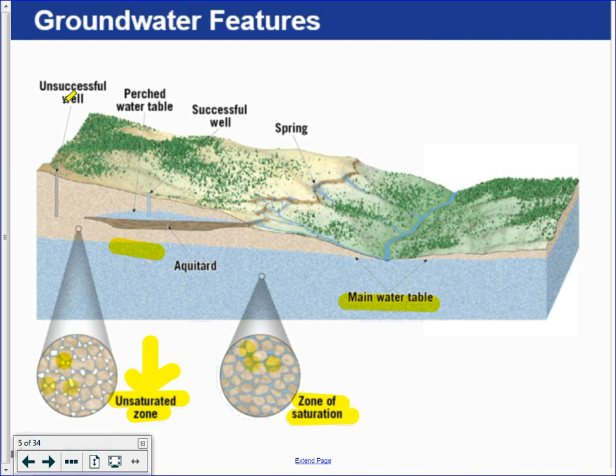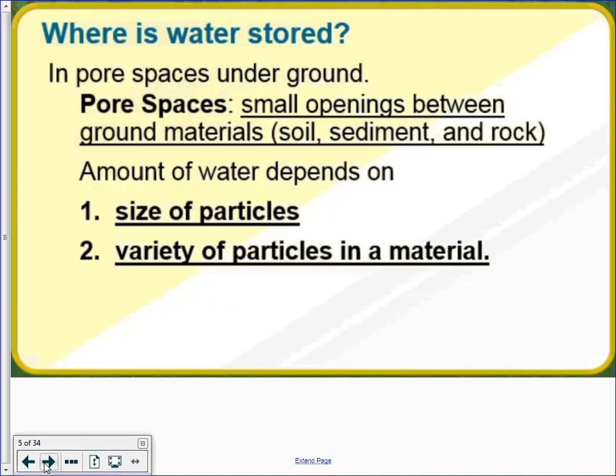And then later in the notes, we'll look at some other features like springs and wells that are drastically affected by groundwater. A big term you've got to know is pore space. Groundwater's ability to flow and everything about it is reliant on pores, the area between materials. Some sediments like rocks have very, very big pore spaces. Sand and clay have very small ones. So the amount of water that can be held has to do with the size of the particles and the variety of the sizes.